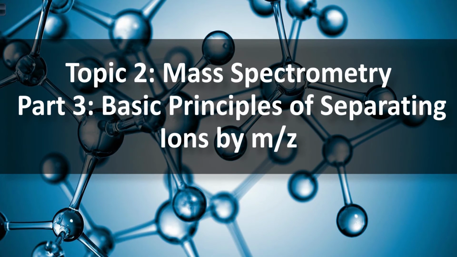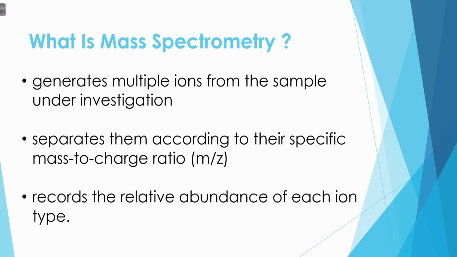Hello everyone, in this presentation, our group will be focusing on the basic principles of separating ions based on mass to charge ratio in mass spectrometry. A mass spectrometer generates multiple ions from the sample under investigation. It then separates them according to their specific mass to charge ratio, and then records the relative abundance of each ion type.